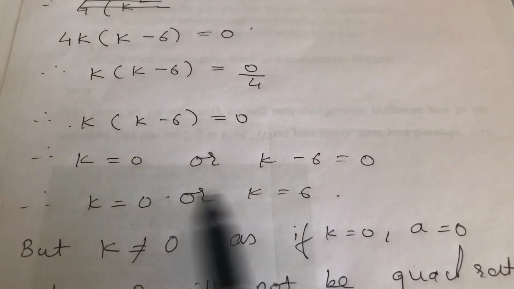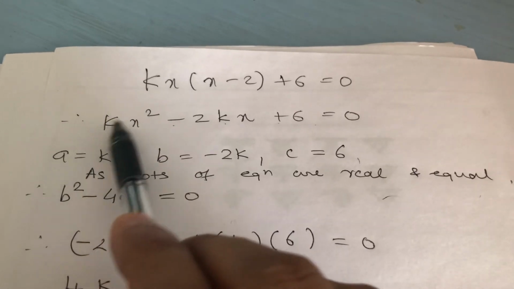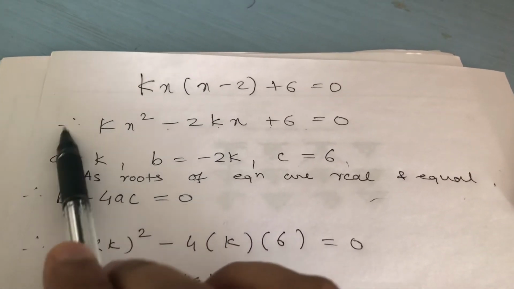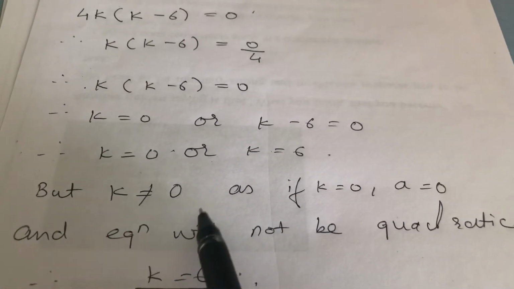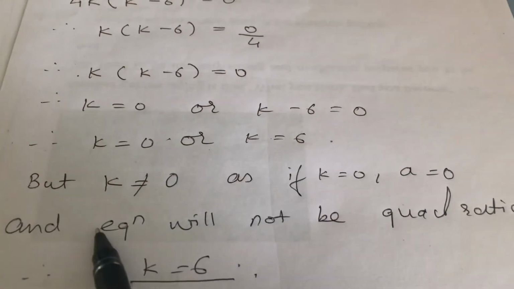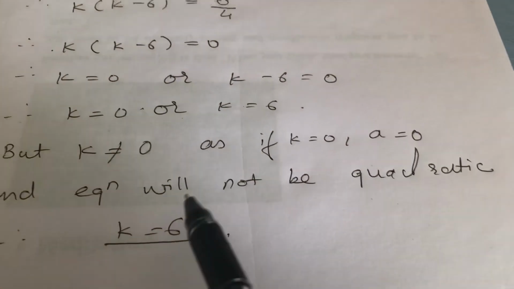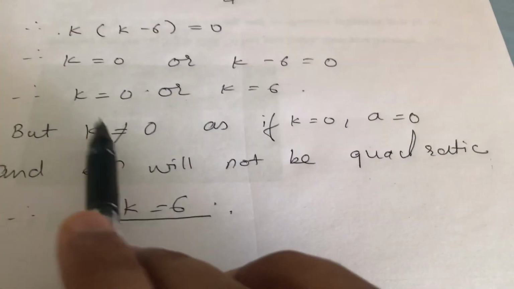But if k is 0, what happens? See carefully. If k becomes 0, this whole thing will become 0. So this will not remain a quadratic equation itself. Okay. So that's what we are writing. But k is not equal to 0. Why? If k is equal to 0, a will be equal to 0 and the equation will not be a quadratic. Therefore k is not equal to 0 and k is 6. Okay. Thank you.